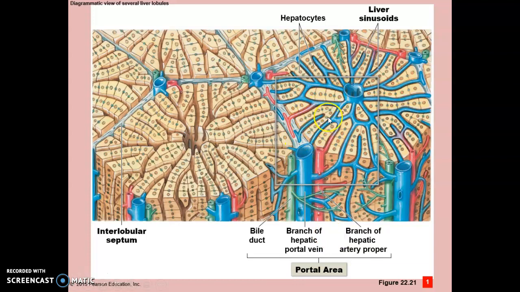So you can look for the hepatocytes. They're beige here, and they're radiating out like the spokes of a wheel. And the sinusoids.